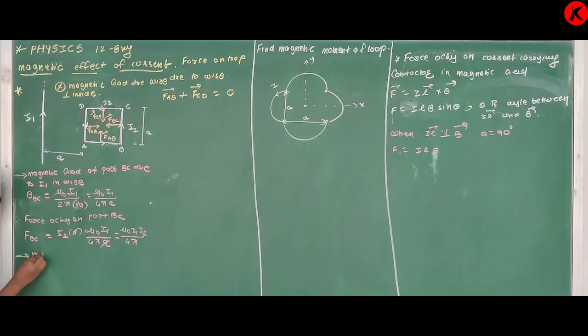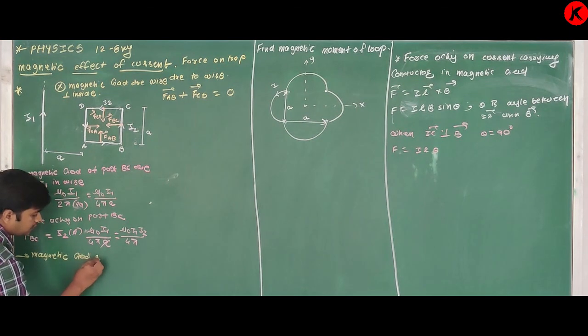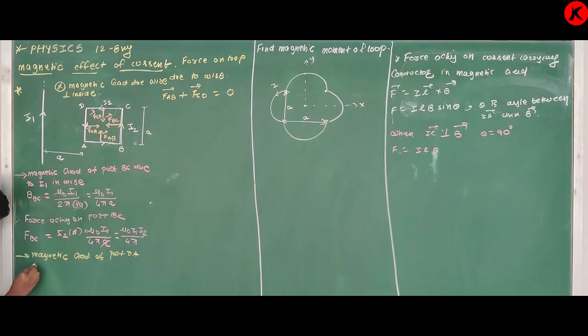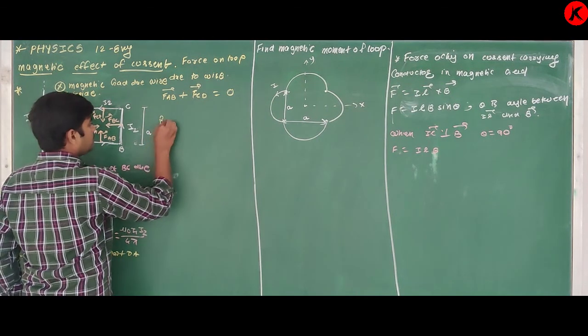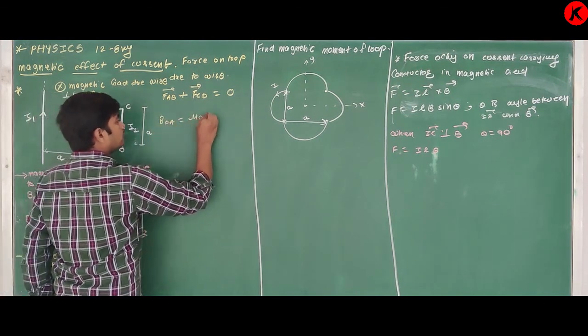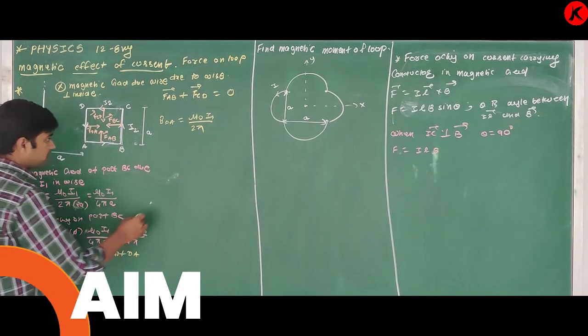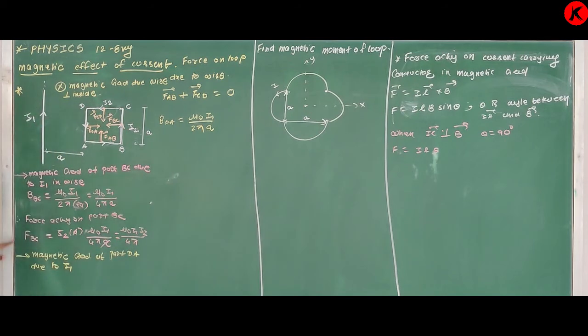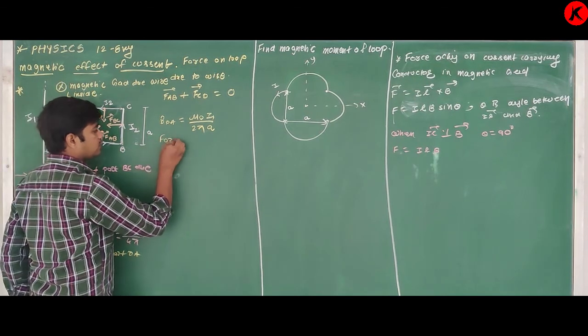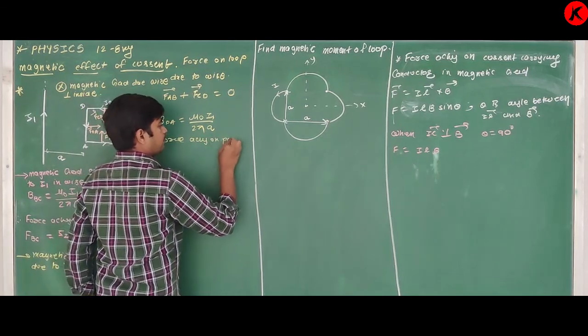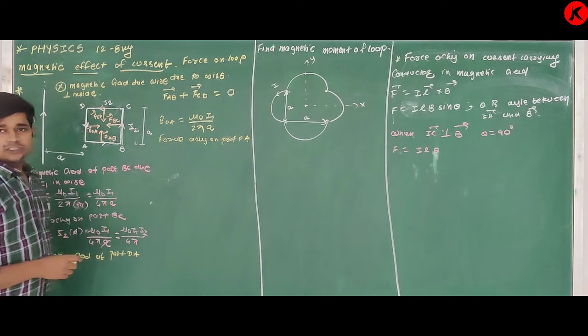Okay, so first of all, magnetic field at part DA due to I1. So I can write B DA is equal to mu 0 I1 upon 2 pi. What is distance from this to this? It is only a. So here it is only a. Now force acting on part DA.